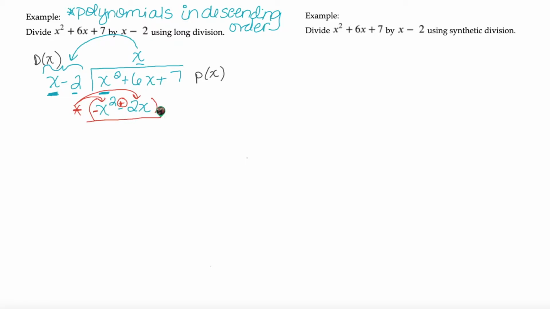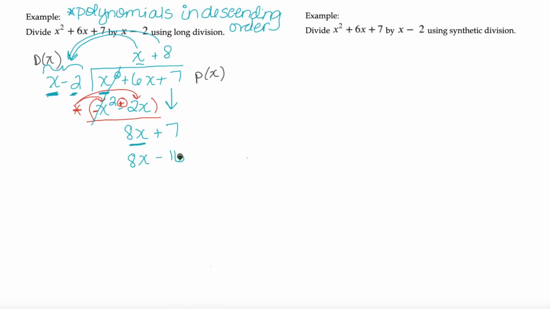What's left over then? Well, x squared minus x squared are eliminated. They create a 0 pair. And 6x plus 2x is 8x. And then we bring down positive 7. And we start again. I have x. What do I need to multiply x by such that I get 8x? Well, x times positive 8 gives me 8x, and then multiply everything on the left. 8 times x is 8x, and 8 times -2 is -16.